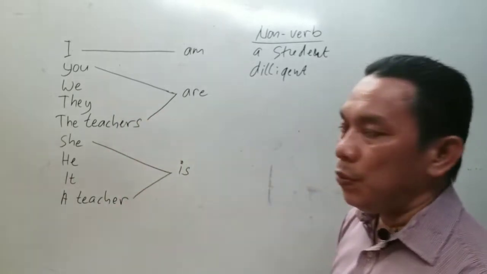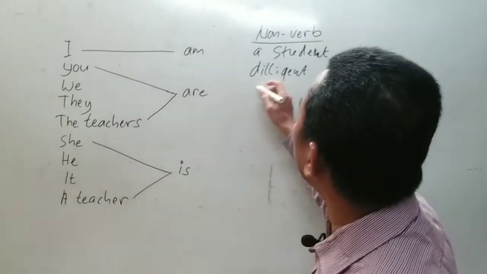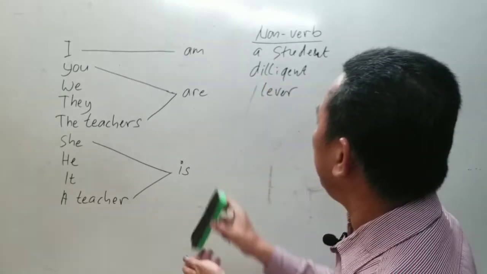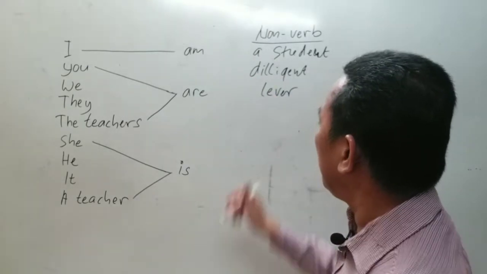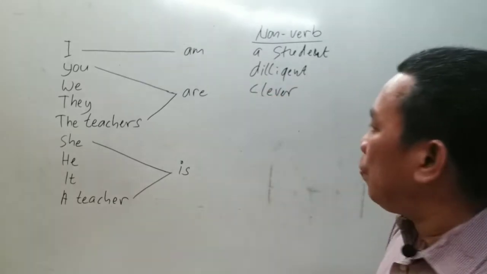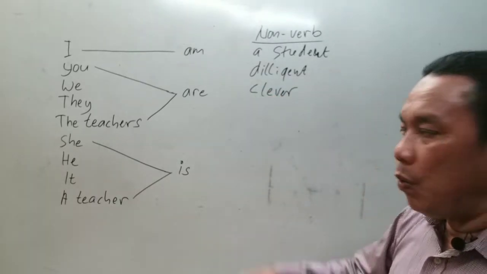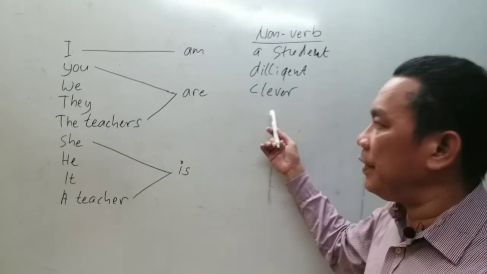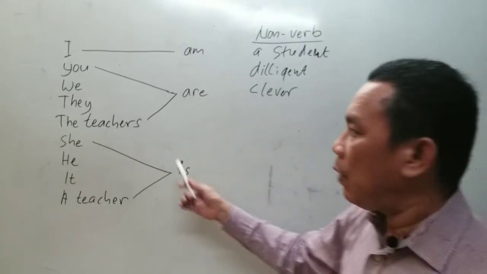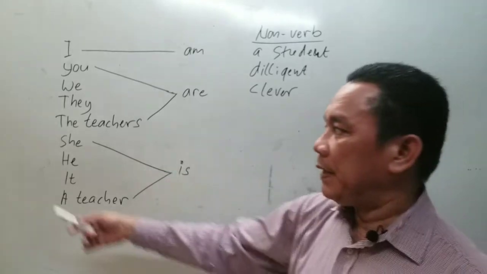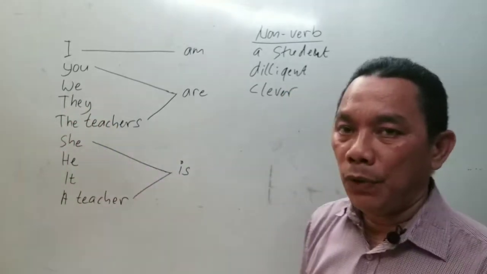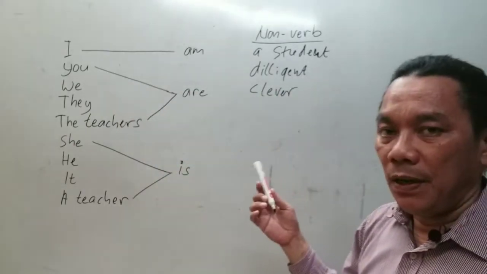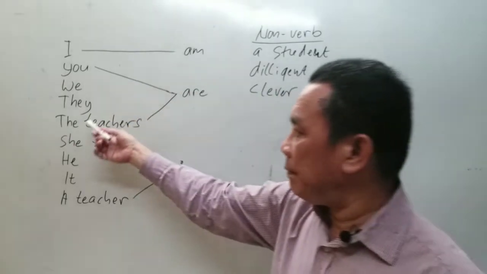Now let's go to another example. Let's say we are clever. Okay? We are clever. Why do I use to be in a sentence? Yes, because clever is non-verb. Okay? Why the to be is are? Because the subject is we, more than one subject. We are clever. Okay?